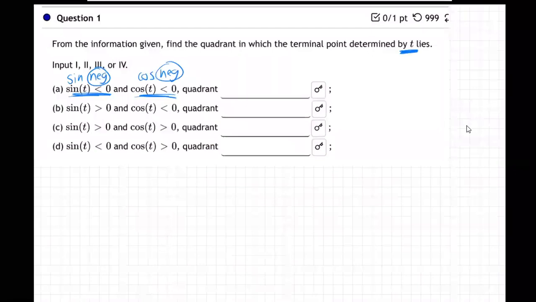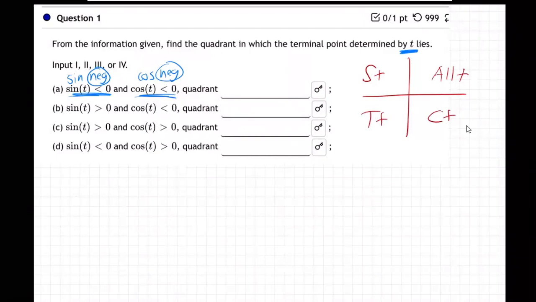So here we go. We're back to part A. Now they're telling me, find out which quadrant you're in. Is it 1, 2, 3, or 4? And they're telling me the sine is negative and the cosine is also negative. Well, let me draw a little axis system and put the little all are positive, sine is positive, all students take calculus. So there's the little memory device.